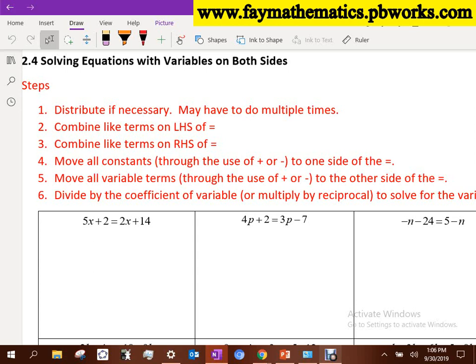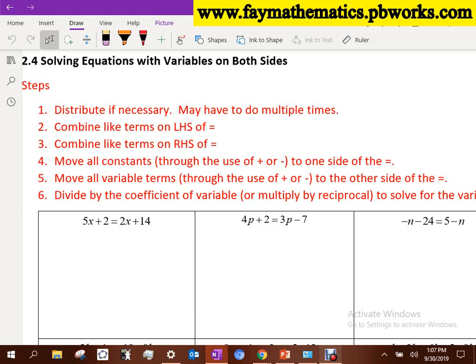So that's step 4. You move all your constants to one side of the equation. Once you've decided which side you're going to move them to, and it doesn't matter, you move most to the left, most to the right, you are then going to move all your variable terms to the opposite side. So if I move all my constants to the right, I'm going to move all my variables to the left. If I move all my constants to the left, I'm going to move all my variables to the right. Is that okay with everybody? Constants and variables need to be separated on either side of the equal sign.